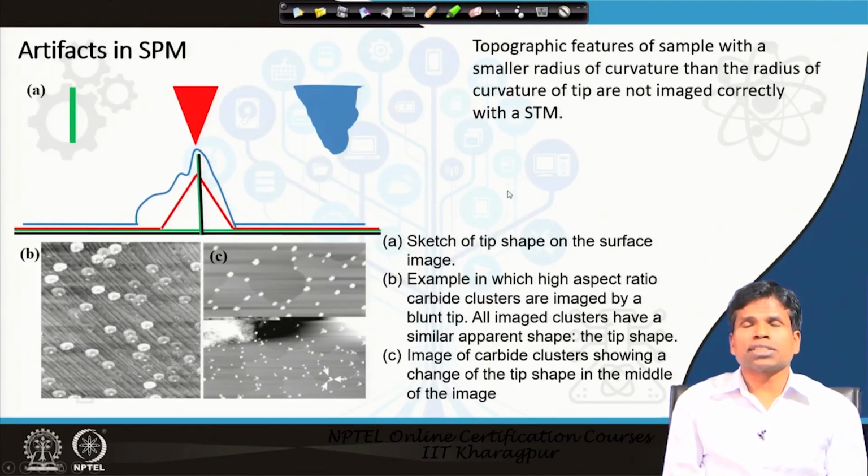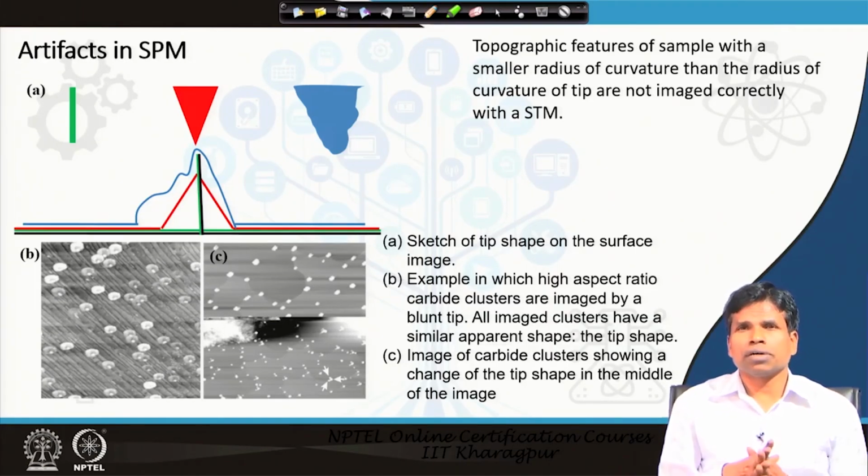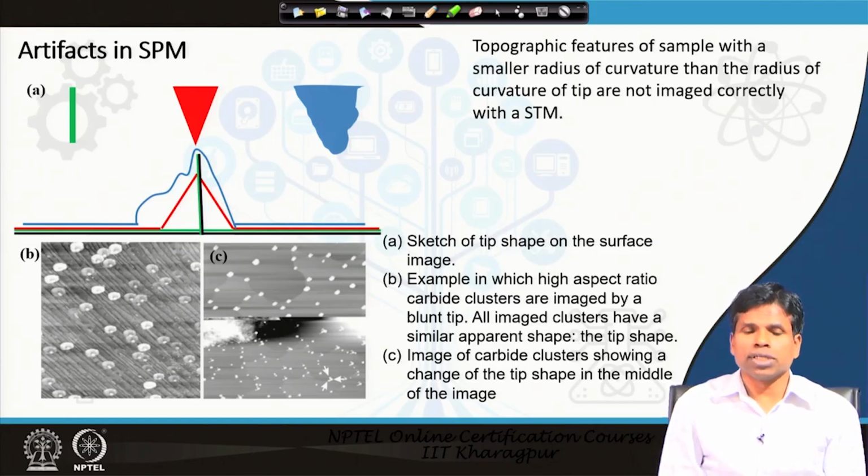Artifacts can be due to several reasons. Major artifacts come from the tip. Tip shape significantly affects the image quality, particularly if the tip is blunt or very rough. Then the image cannot be correct, or cannot be the real image. That could be due to artifacts.